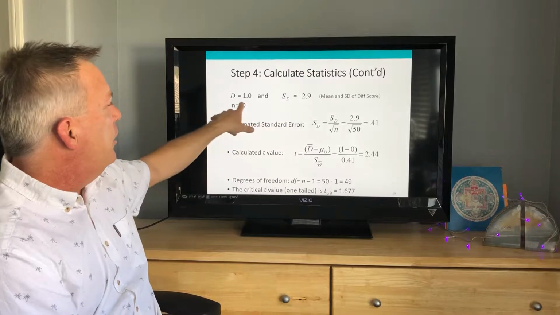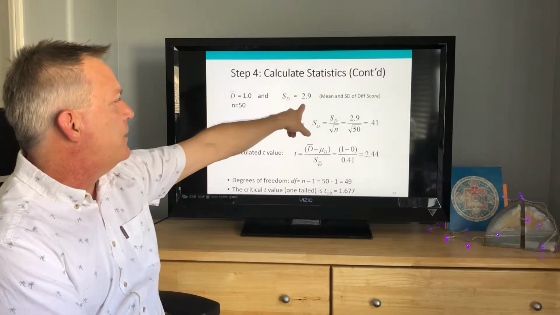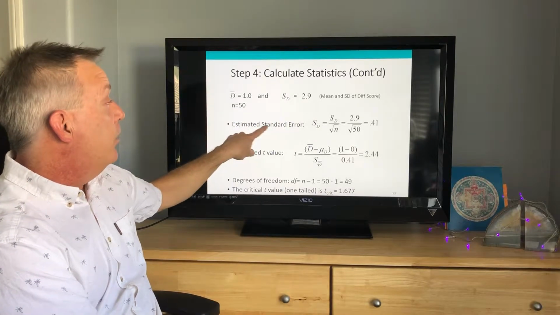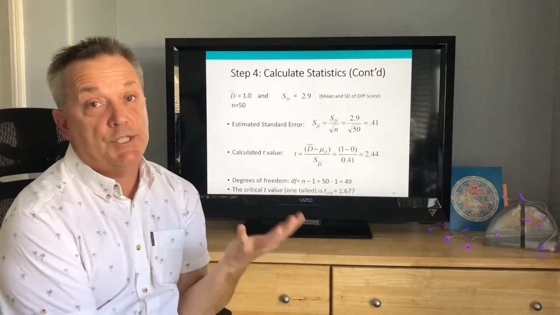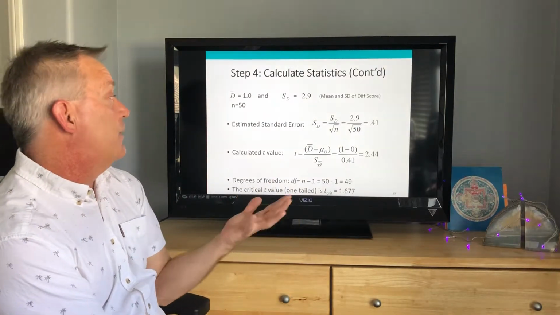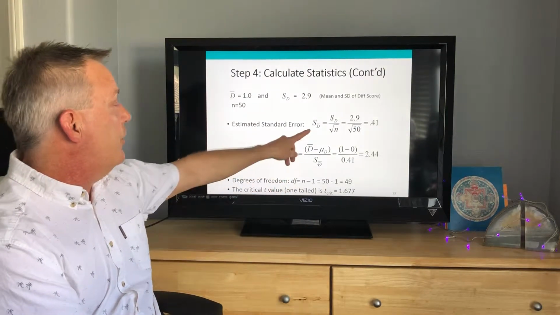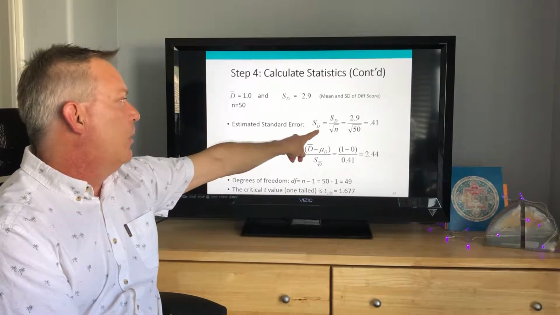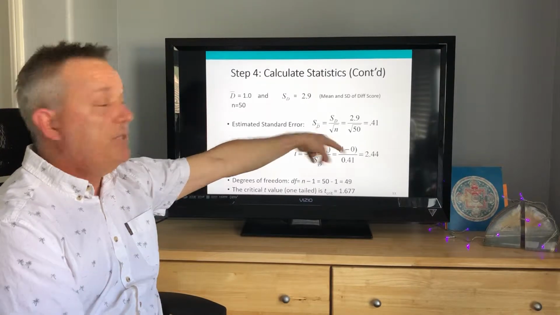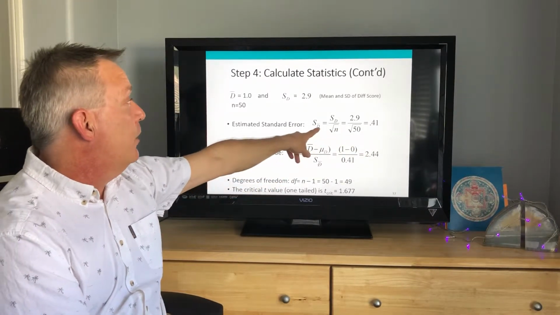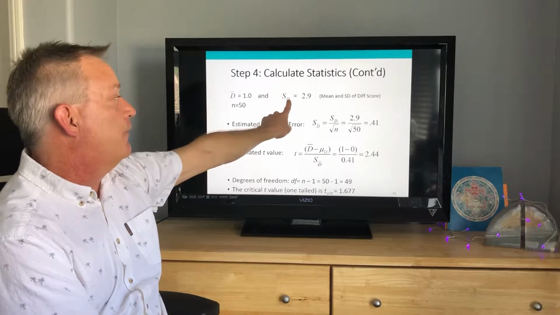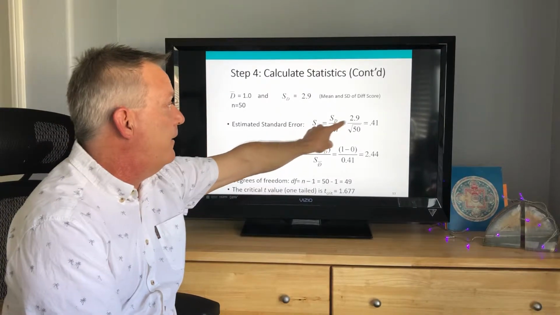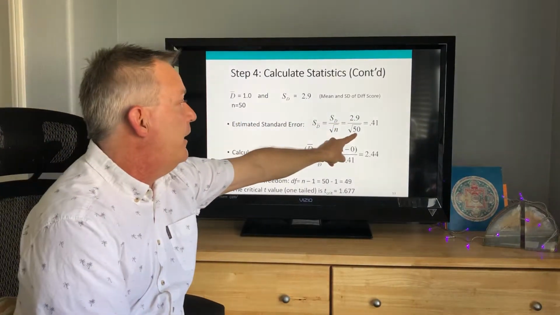And so you have the mean of the difference score, and then the standard deviation of the difference score, 2.9, and then n equals 50. What you're going to first do is figure out your estimated standard error for the paired samples t-test. And so the estimated standard error for the difference scores is S with a sub D with a line over it. And then you're going to take the standard deviation of the difference score over the square root of n. So we just plug in 2.9 right there, and we plug in 50 right here.